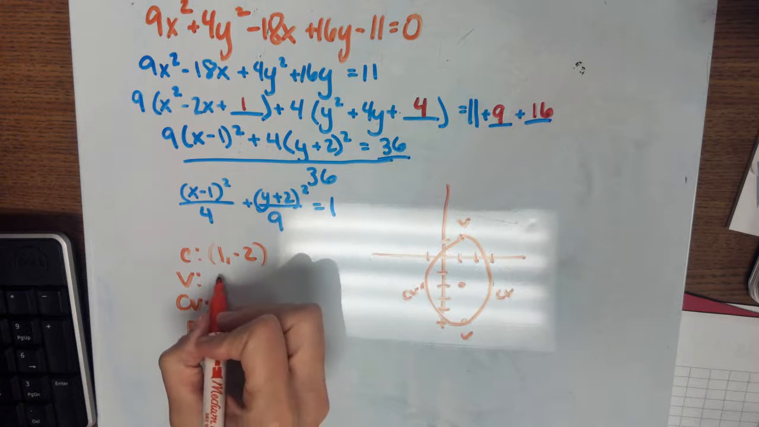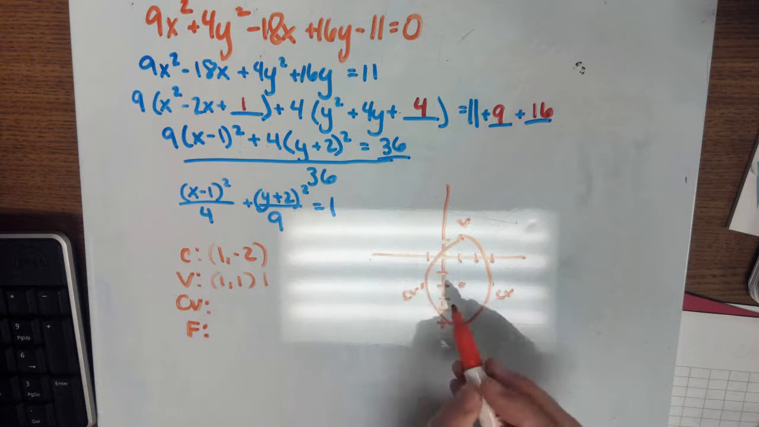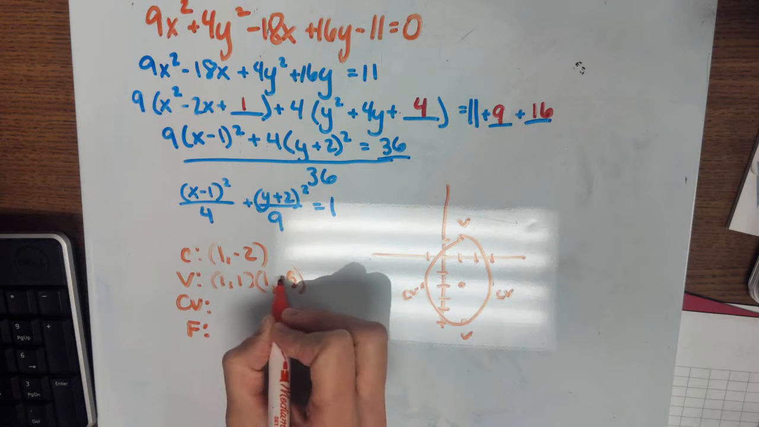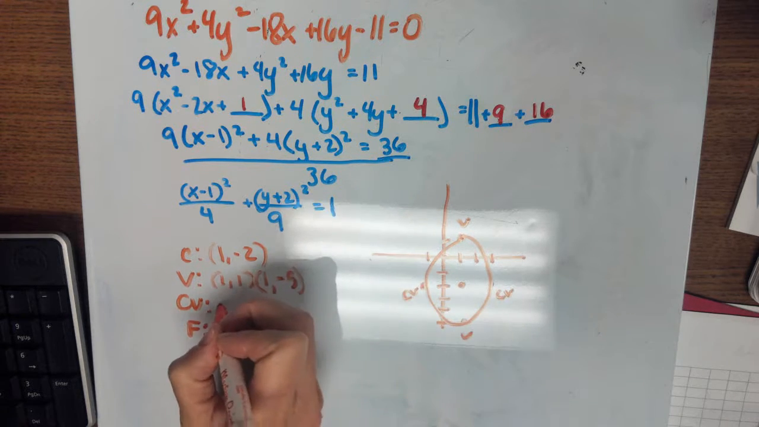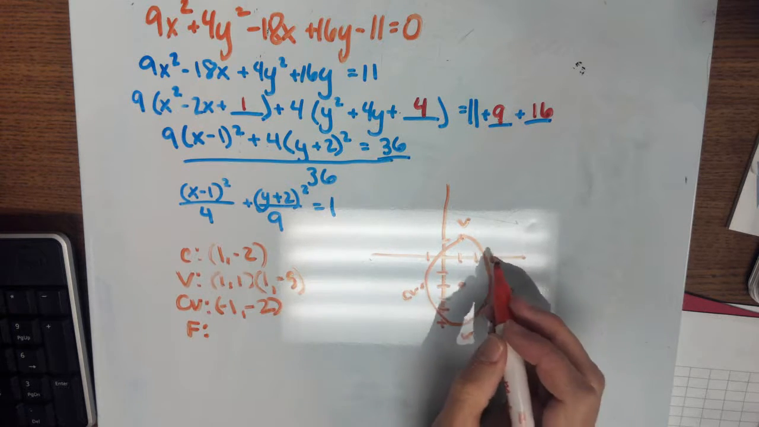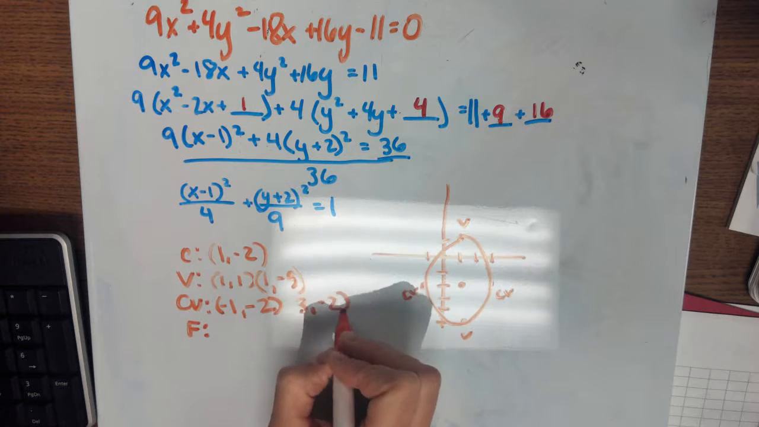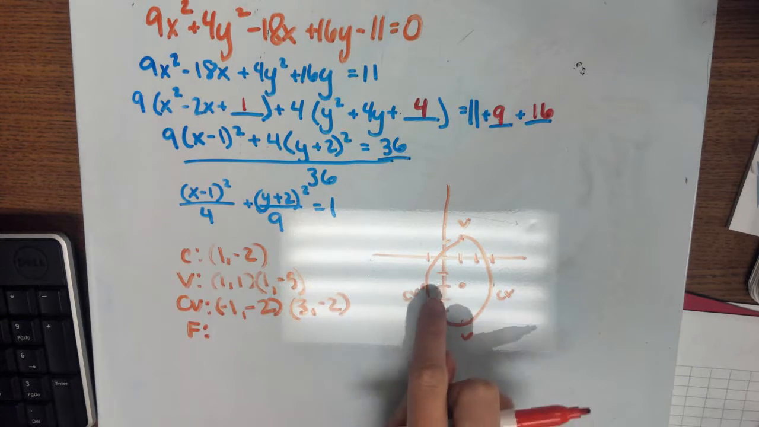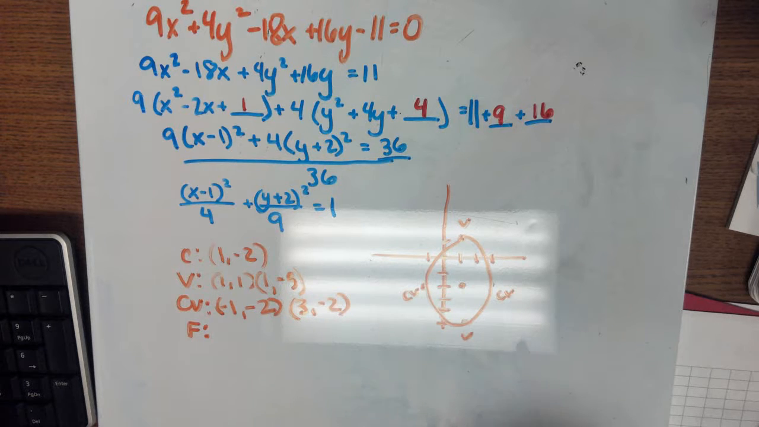We have a vertex at 1, 1, and at 1, negative 5. And then we have a covertex at negative 1, negative 2, and at 3, negative 2. And you can always double check, make sure the distance between those is that number. So the minor axis does have a length of 4.